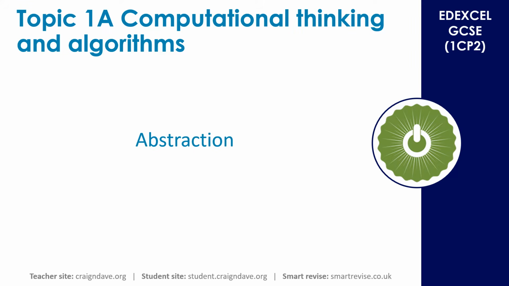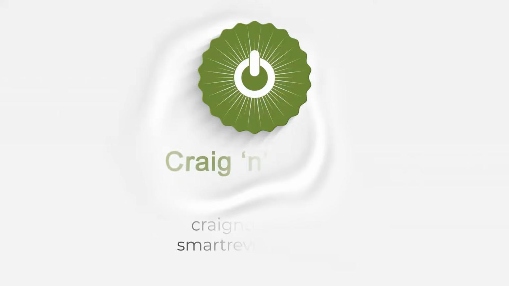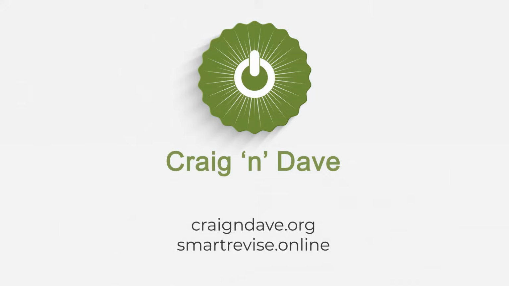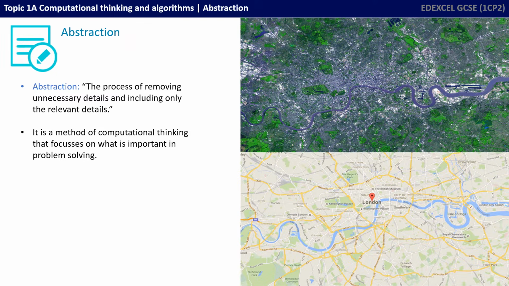In this video, we're thinking about the computational thinking concept of abstraction. Abstraction simply means removing the unnecessary details and including only the relevant details. In problem solving, it's a method of computational thinking that focuses on what's important. There are many examples of abstraction in computer science.